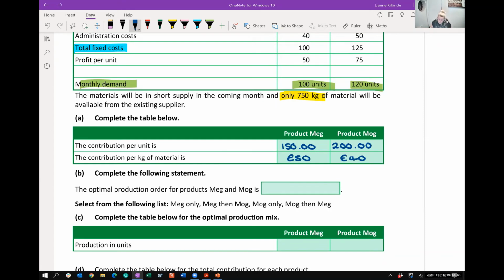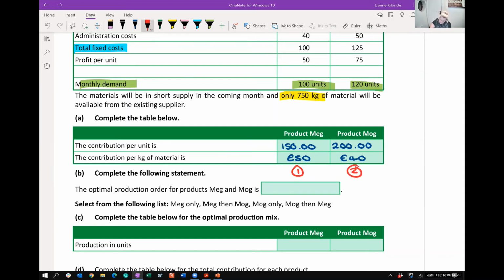Okay, so the next question says, what is the optimal production order for the products Meg and Mog? What we want to do is make the one which gives us the highest contribution per limiting factor. Although we can clearly see that Mog gives us the highest contribution per unit, the fact that we have scarce material and don't have enough material for full production is why we need to break it down into contribution per unit of limiting factor. Then we will decide which order we need to make the products in. Because of this, we're going to make Meg first and then we'll make Mog.